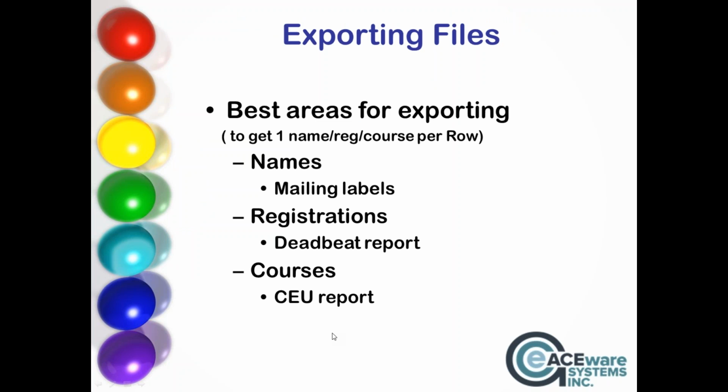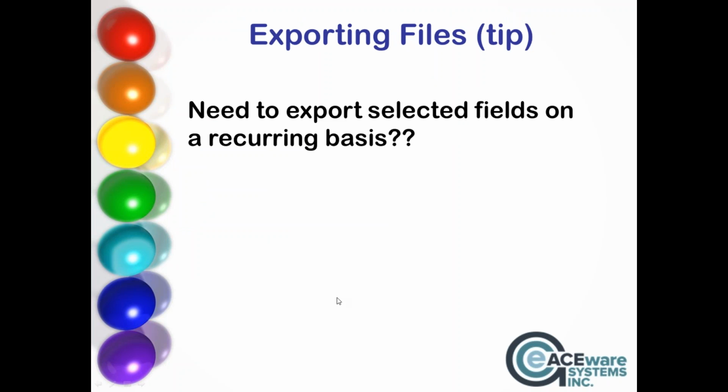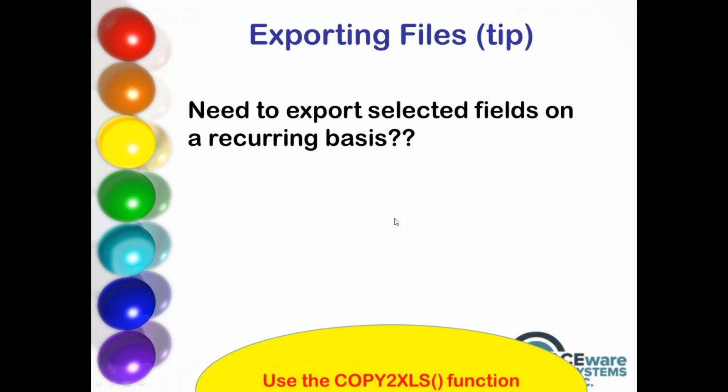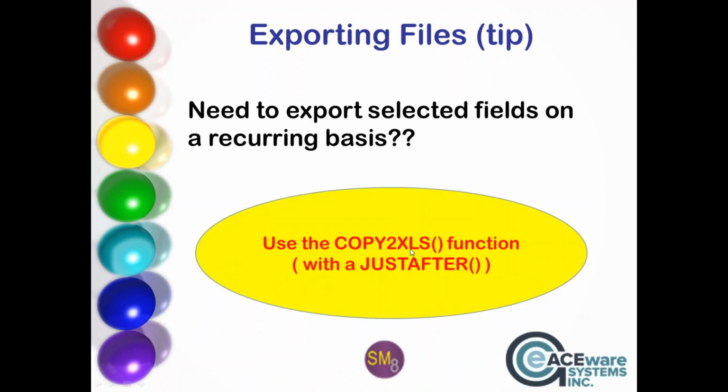Again, back to the question about what are the best areas for reporting: names, mailing labels, date, courses, CEU reporting. Now, here's a tip. Need to export selected fields on a recurring basis. Let's say you always want to bring out addresses of an individual, of people to send to a mail house. And you need to do that several times a week. Well, what you should do is use the copy to XLS function. And we're going to show you that.